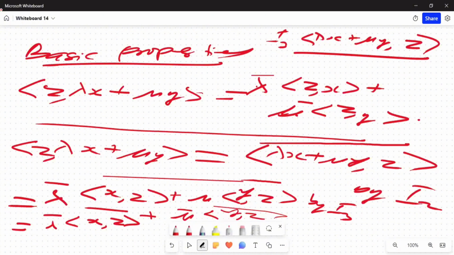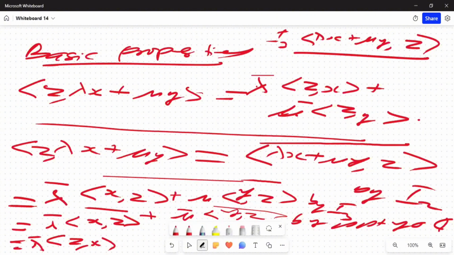This is exactly by the property of complex numbers. So we use the property of complex numbers to do this. Now, remember, if I don't want x comma z conjugate, I can turn it around. This will be equal to lambda conjugate. Instead of saying x comma z conjugate, I can say z comma x.